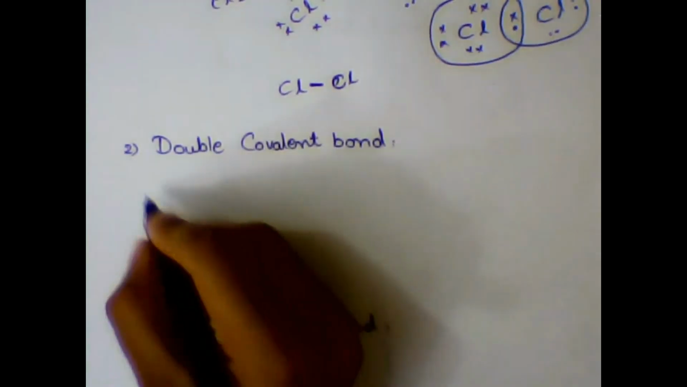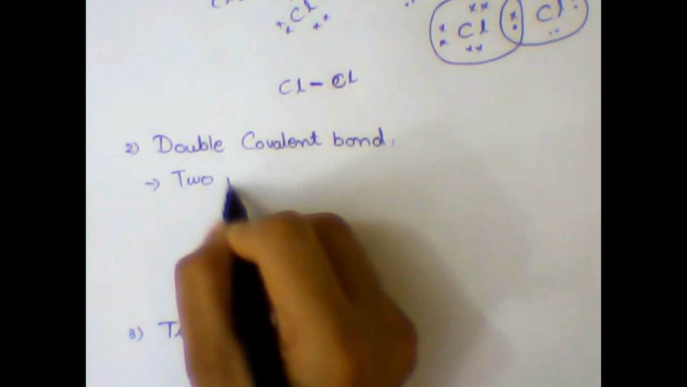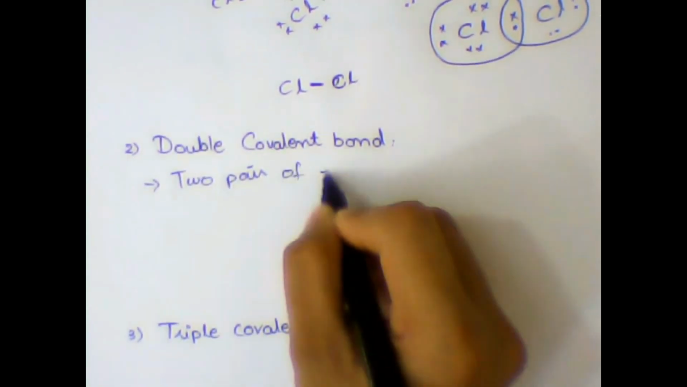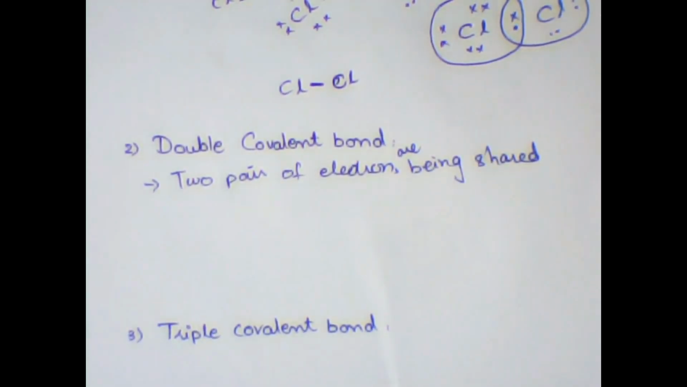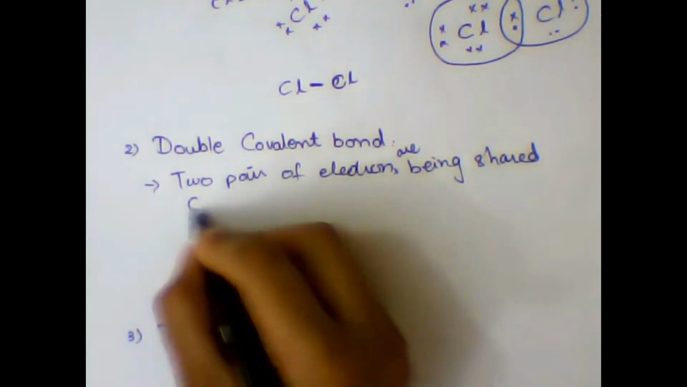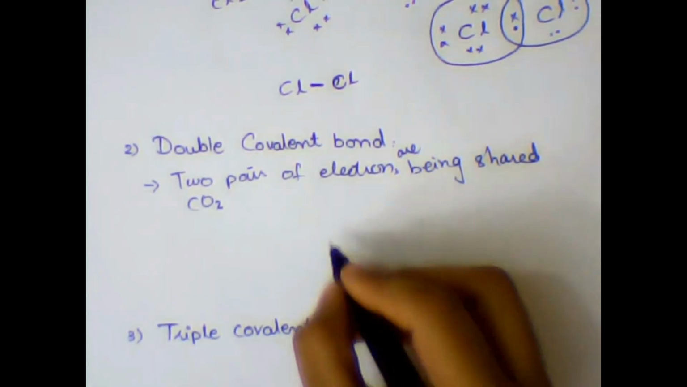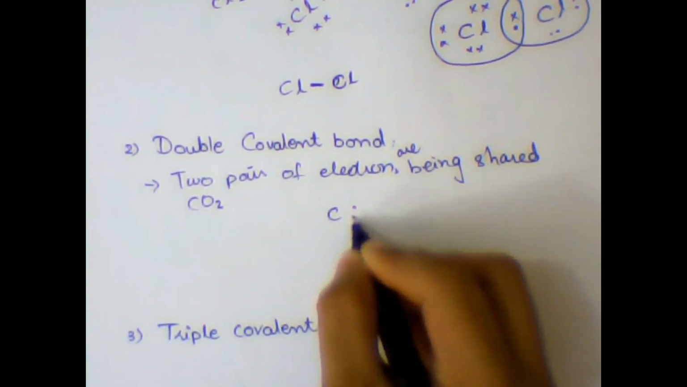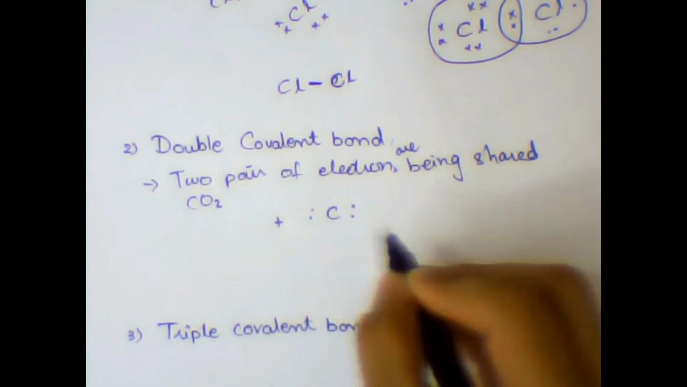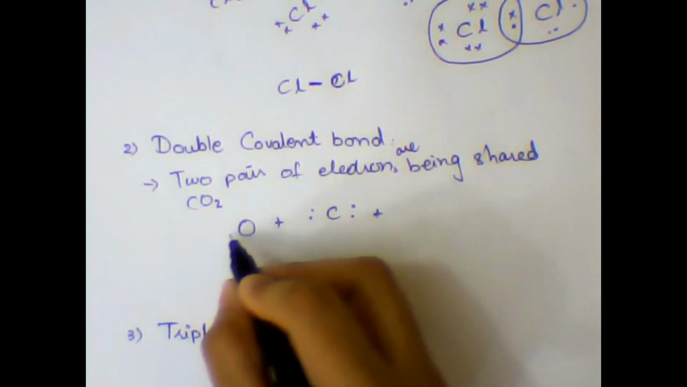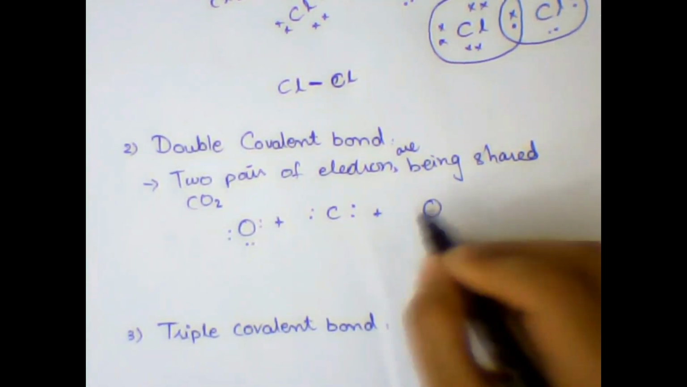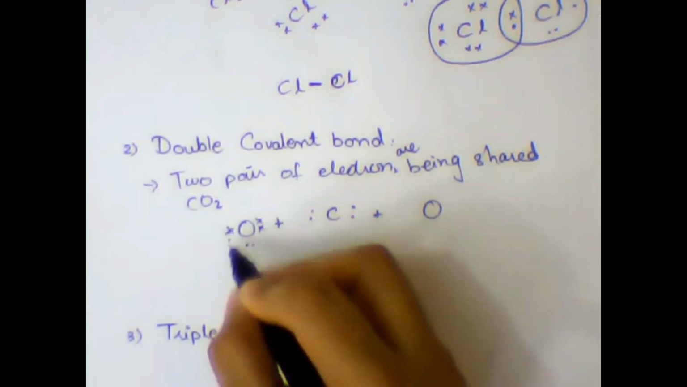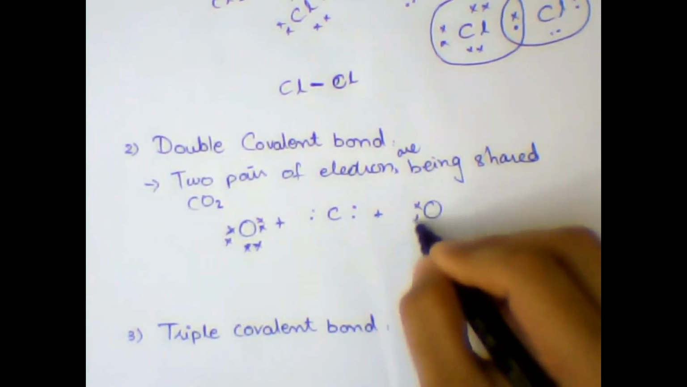Now double covalent bond. In double covalent bond, 2 pairs of electrons are being shared. Two pairs of electrons are being shared between atoms. For example, carbon dioxide gas. Carbon has 4 valence electrons represented by dots, plus sign. Oxygen has 6 valence electrons. It is represented by cross. This oxygen has also 6 valence electrons.